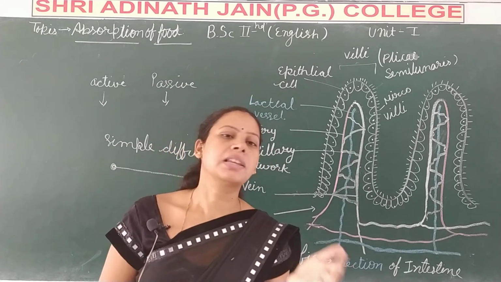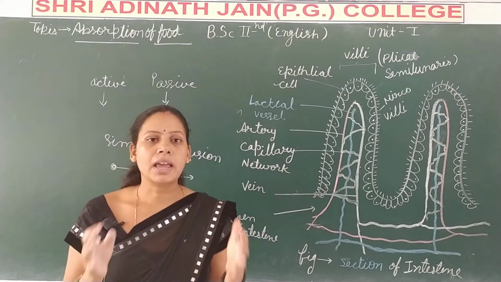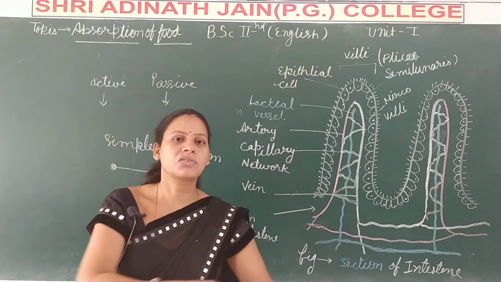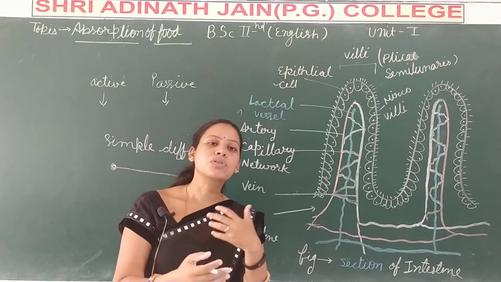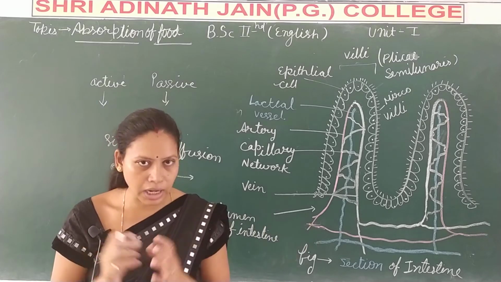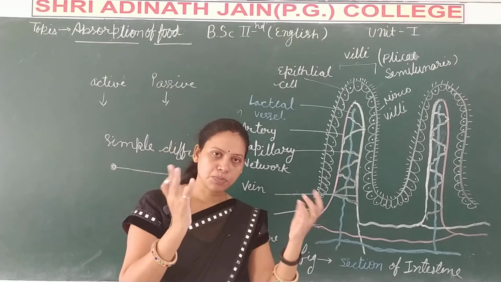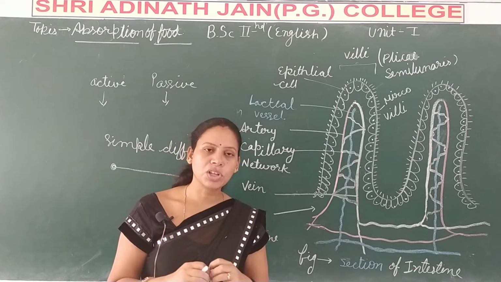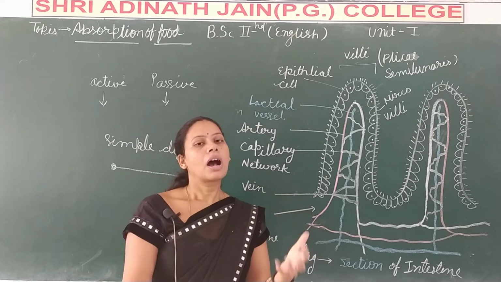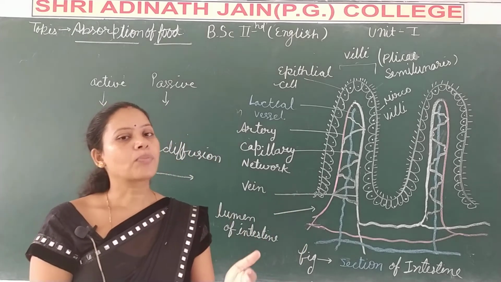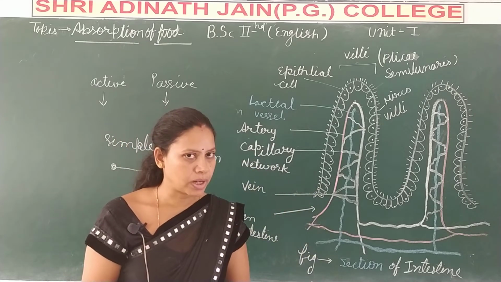But in facilitated diffusion, the material enters from the lower concentration to the higher concentration area. It means it is opposite to the concentration gradient. Okay, in transportation, some of the particles are transported from the outside to the inner side of the cell membrane.